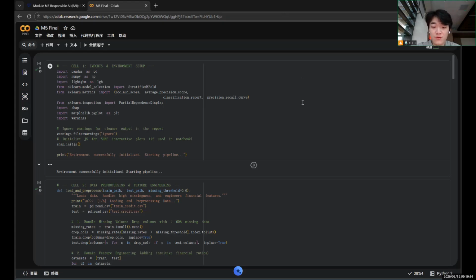Today I will be walking you through my machine learning pipeline designed to predict home credit default risk. My primary objective was not simply to maximize accuracy, but to engineer a model firmly rooted in the principles of responsible AI. Throughout this presentation, I will detail how I built a robust classifier while actively ensuring fairness, mitigating bias, and providing crystal clear interpretability.